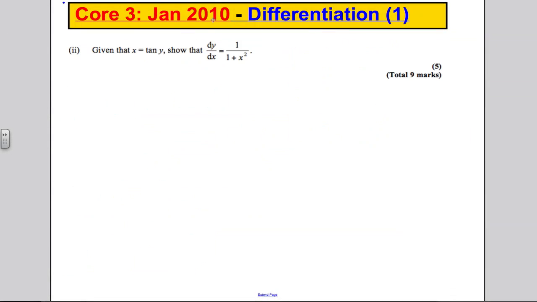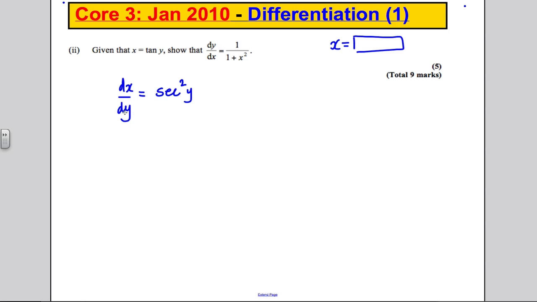Okay, so moving on to the next one. It says that x is tan y, show that dy by dx is equal to this. This is a tricky question, so let's give it a go. It's of the form x is equal to something, so x is the subject of the formula. So what we do in that case is we differentiate everything we see with respect to y. So dx by dy is the differential of tan y, which is sec squared y.